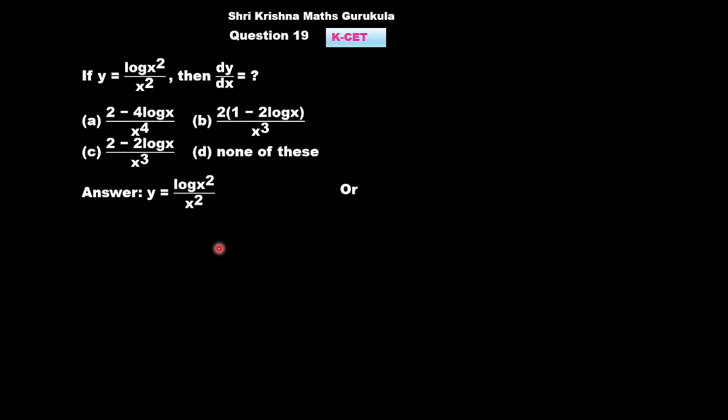This function can also be rewritten using the property of logarithms. That is, log a to the power b can be written as b log a. If you take the same example, as the numerator, log x square can be written as 2 log x. Okay, you can rewrite the function as y is equal to 2 log x by x square.